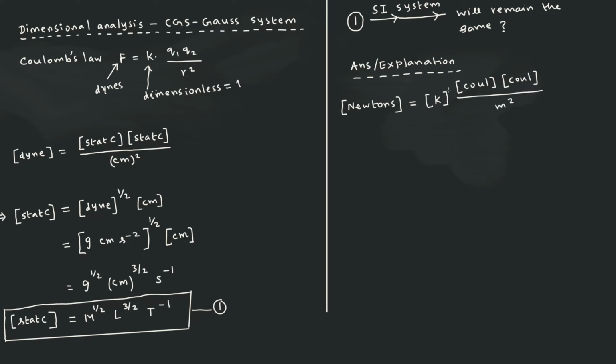Now there are two things. If you are going to say that Newton itself is equal to Coulomb square divided by meter square, then K doesn't have any dimensions. Is this point clear? If Newtons is equal to Coulomb square divided by meter square, if it is so, then K will be dimensionless. But you already know that, however, this is not true.